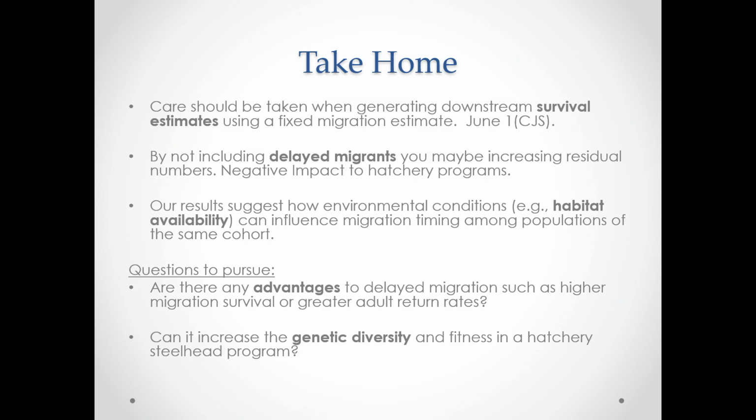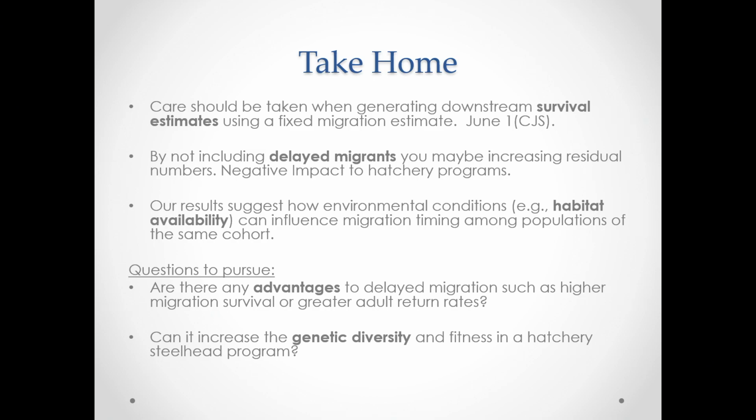What are some of the take-homes here? Care should be taken when generating downstream survival using a fixed migration estimate. By not including delayed migration in your residual estimates, you may be increasing these numbers, which is a negative impact to hatchery programs. And our results also suggest that habitat availability is probably one of the primary drivers to migration timing and delayed migration. And then what are some questions or something to pursue down the road?